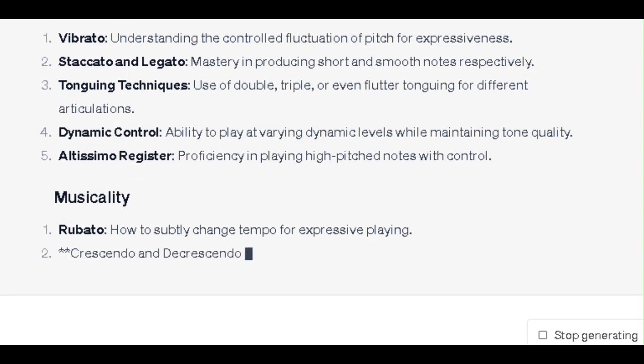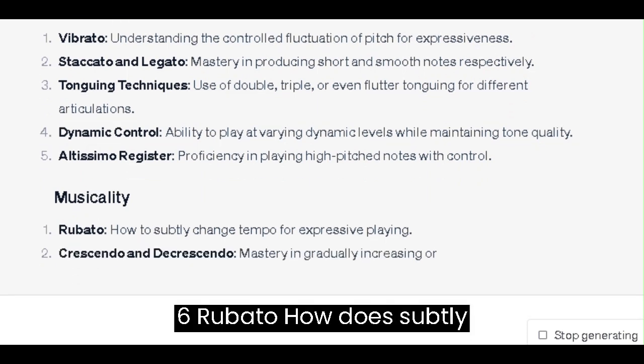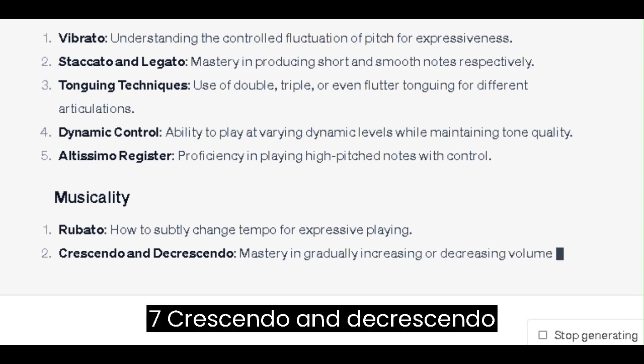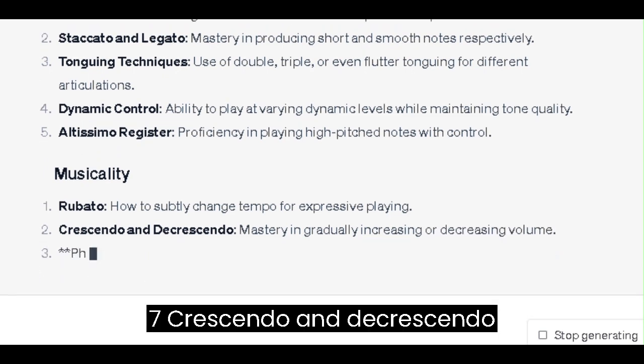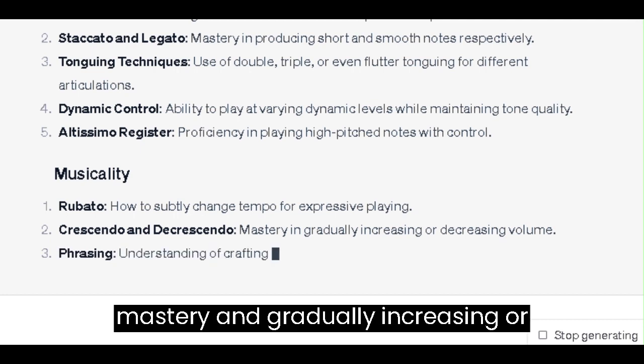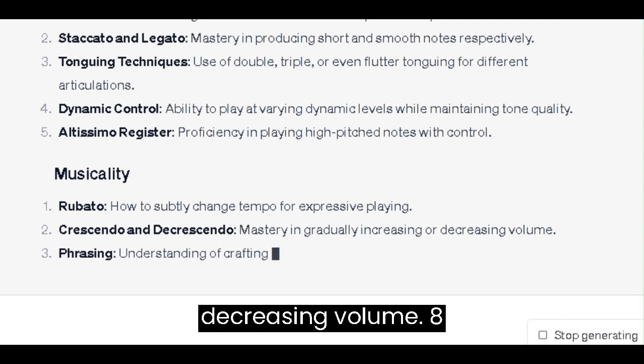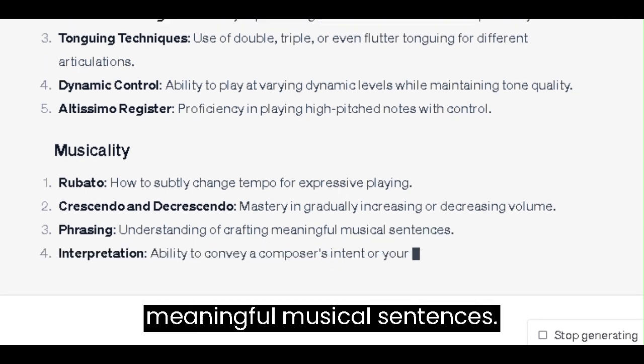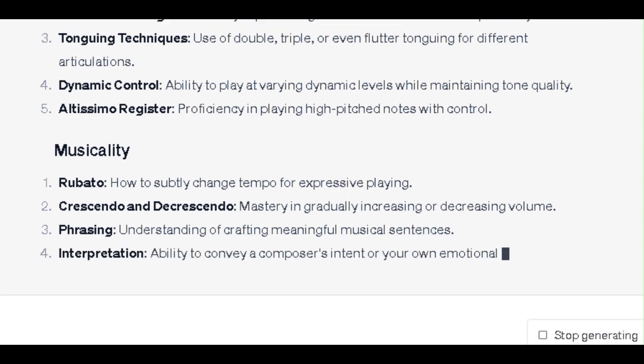Musicality. 6. Rubato, how to subtly change tempo for expressive playing. 7. Crescendo and decrescendo, mastery in gradually increasing or decreasing volume. 8. Phrasing, understanding of crafting meaningful musical sentences.